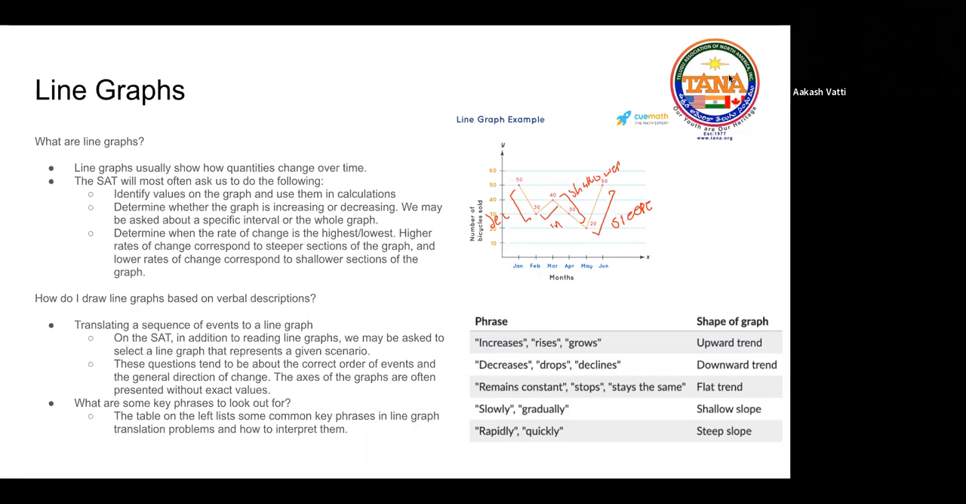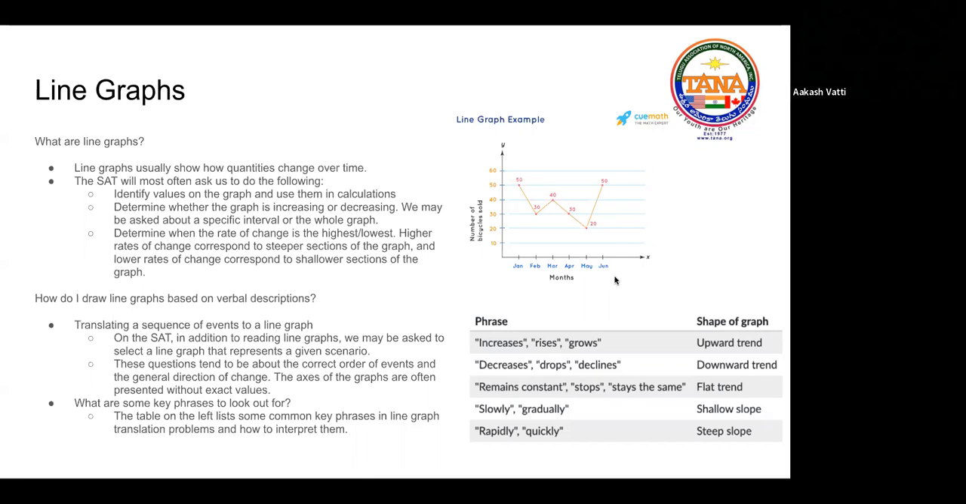So how do you draw line graphs based on verbal descriptions? To translate a sequence of events onto a line graph, in addition to reading line graphs, we may be asked on the SAT to select a line graph that represents a given scenario. These questions tend to be about the correct order of events and the general change of direction, and the axes of the graphs are often represented without exact values. So what are some key phrases to look out for?